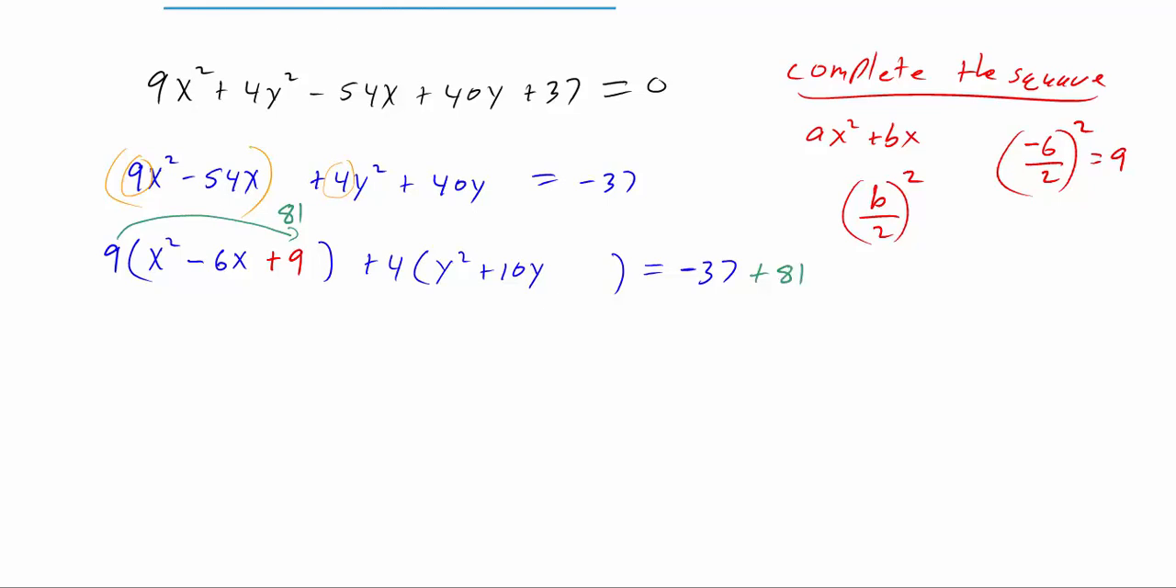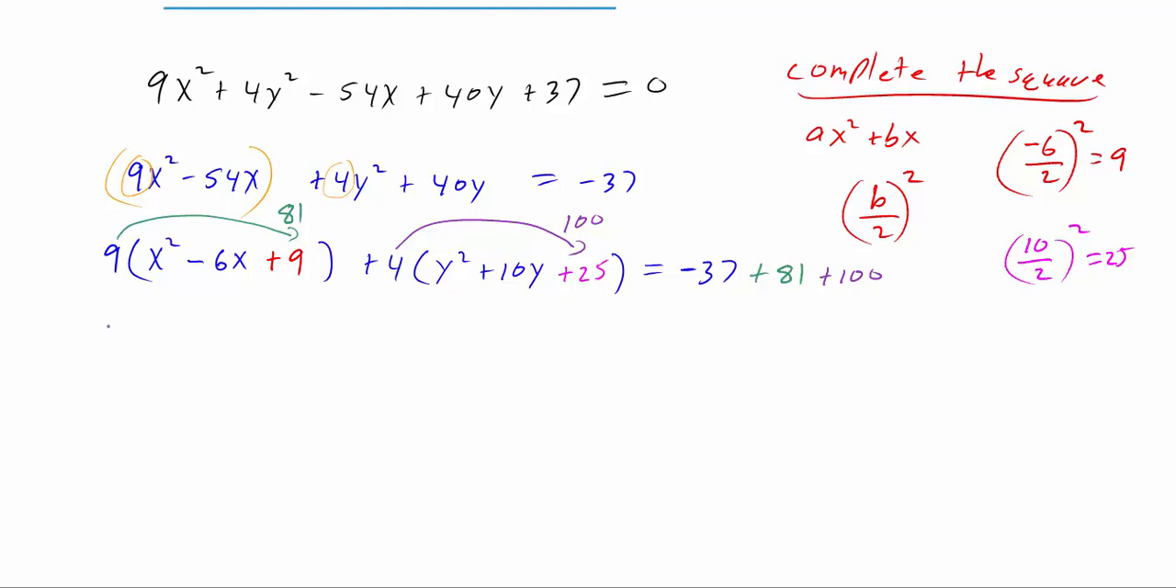Then if we go on to the y squared plus 10y, here we have the 10, so that means we need to take the 10, divide that by 2, and square it. So half of 10 is 5. 5 squared is 25, so that means we need to add on a 25. But once again, we have a 4 out front, so we really didn't add 25. We added 4 times 25, which is 100. So because we added 100 to the left, we also have to add 100 to the right side of the equation.